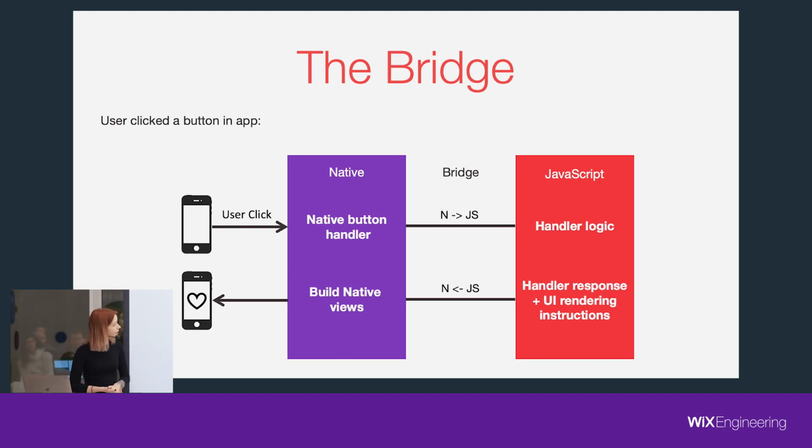So right now you can see a small diagram of how the bridge works. First of all, the user makes a click on a screen, or as we call it, a tap, and this information of the action goes into the native side and is handled by the native button handler, and then from the native side instructions go to the JavaScript side where handler logic is performed. After that, the handler response is formed and some UI rendering instructions are formed and then sent back over the bridge to the native side where native views are built, and then the user can see the outcome of his primary action.